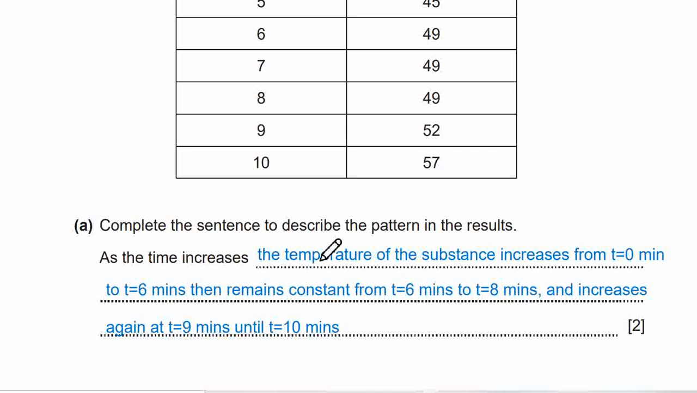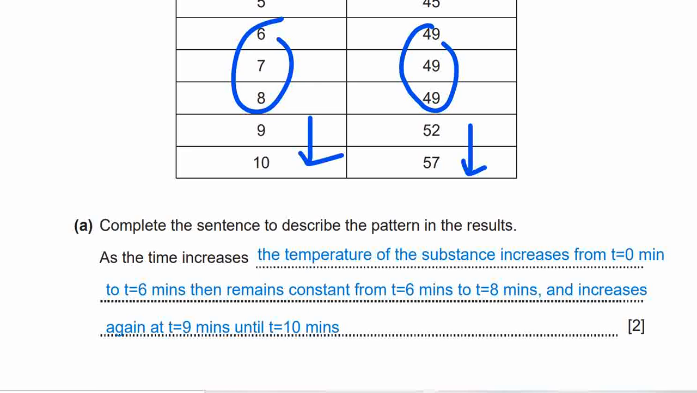As time increases, the temperature of the substance increases from t equals 0 minutes to 6 minutes, then remains constant from t 6 minutes to t 8 minutes. This one is constant, and then after that increases again at t 9 minutes till 10 minutes. All right, let's move to the next question.